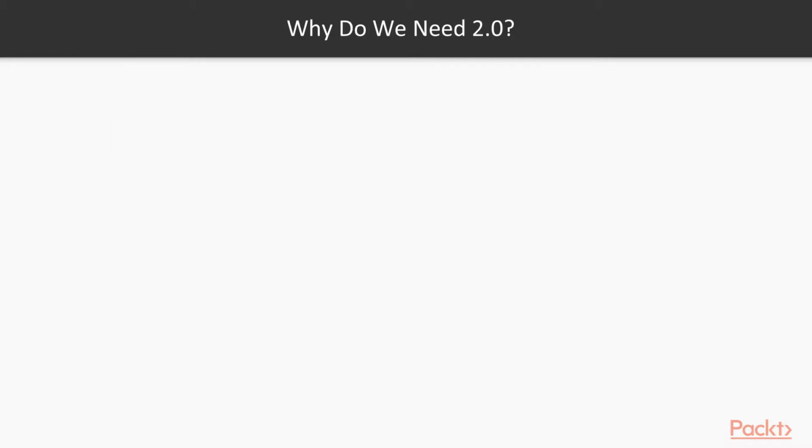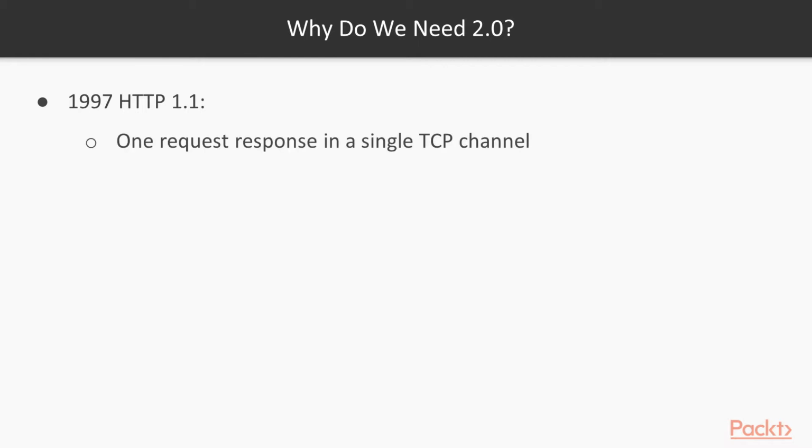But why did we need this 2.0 protocol? The 1.1 protocol was downloading resources using a single TCP channel for each resource. So if the browser needed a resource, it opened a TCP channel to the server, downloaded that resource, and then closed the TCP channel. TCP channel setup needs a SYN packet sent over the network, then the server replies with a SYN ACK, and then the client again sends an ACK. So there is a three-way handshake.